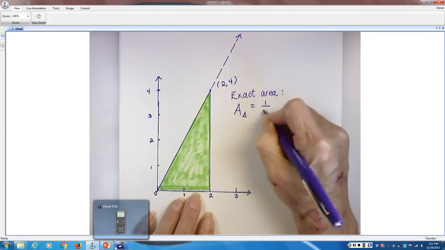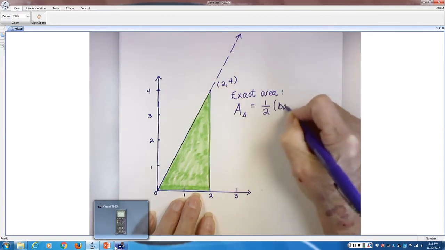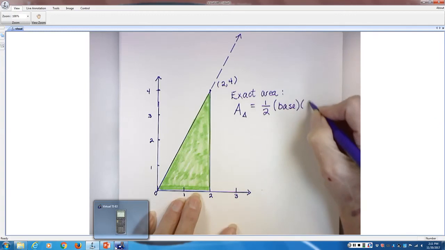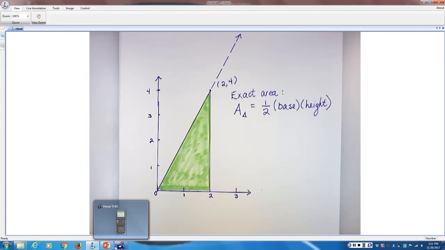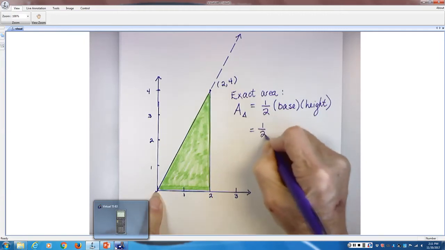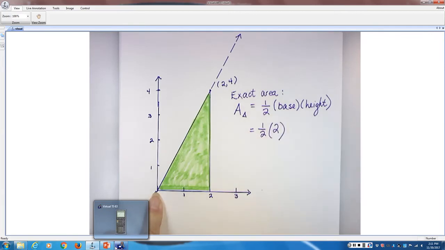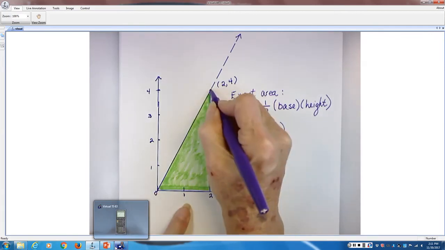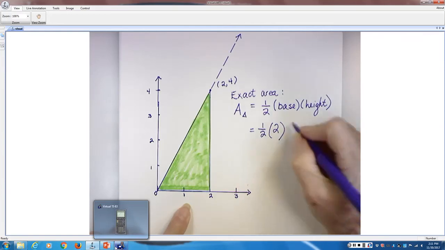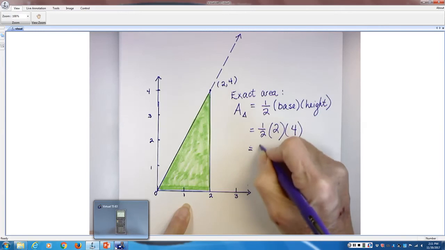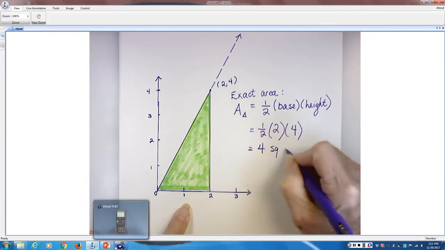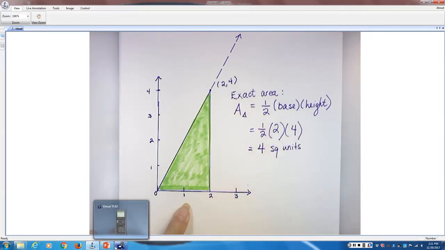is equal to 1/2 times its base times its height. Well, its base is 2 units. And its height is 4 units. So its exact area is 4 square units, whatever units it's being measured in. So we know the exact answer.